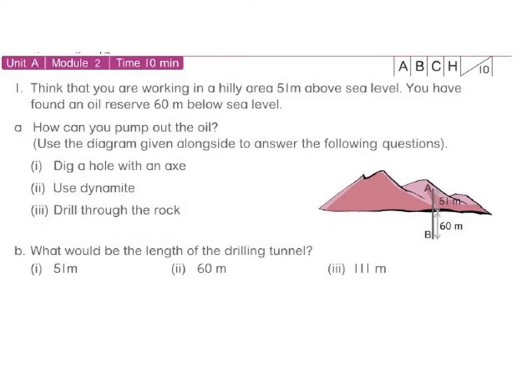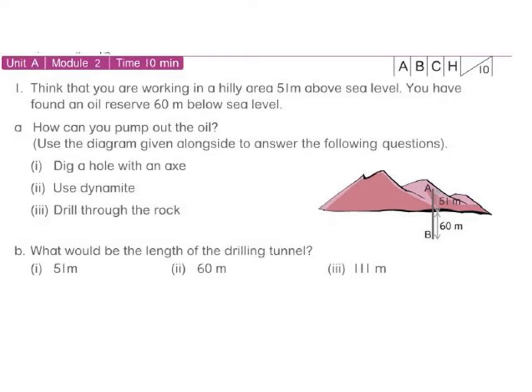Of course, if the values were given in centimeters, now think of an alternative. If the question was given in centimeters, that is, you are at position A, 51 centimeter above sea level, and the oil is 60 centimeter below the sea level, at that point you can just dig up using an axe. You don't need to use dynamite. You can even press down a straw, suck on the end of the straw, and the oil will come out.